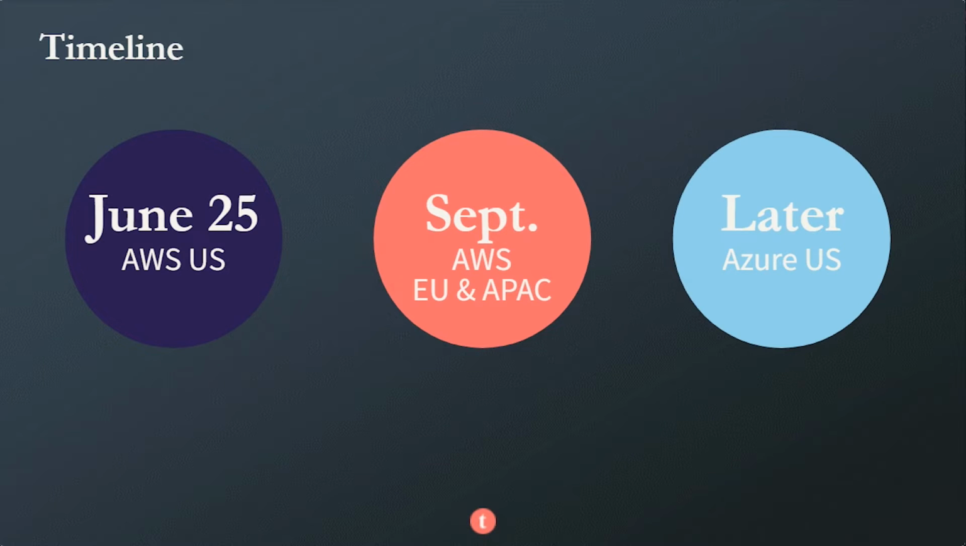So want to share with you the timeline. So what we did is we rolled out an AWS version of Cloud Data Catalog June 25th, which was an exciting day for us to roll out this feature to everyone. We have plans in September to roll out the AWS version for Europe and APAC. And then at this time, we don't have a specific date as far as when we'll roll out an Azure catalog, but it is coming. So for those of you that would like to have the Azure option, again, we don't have a timeline or a time frame, but it is coming.